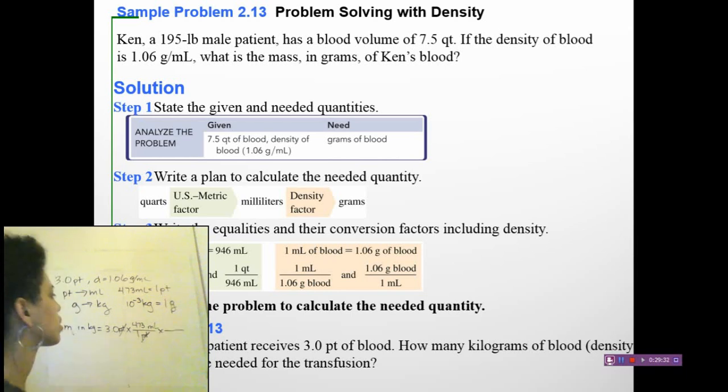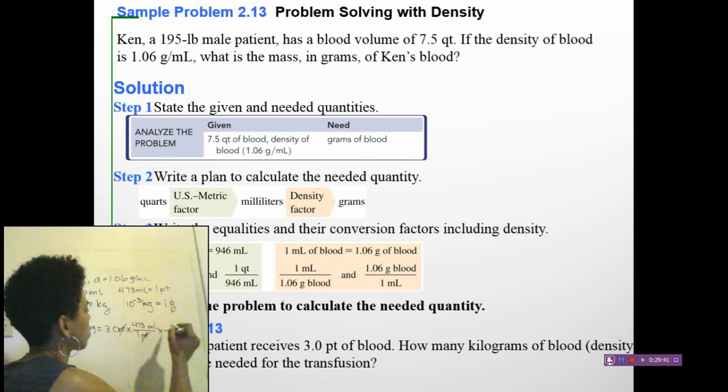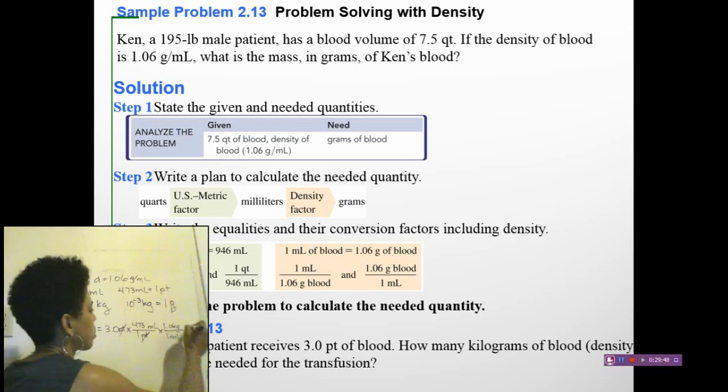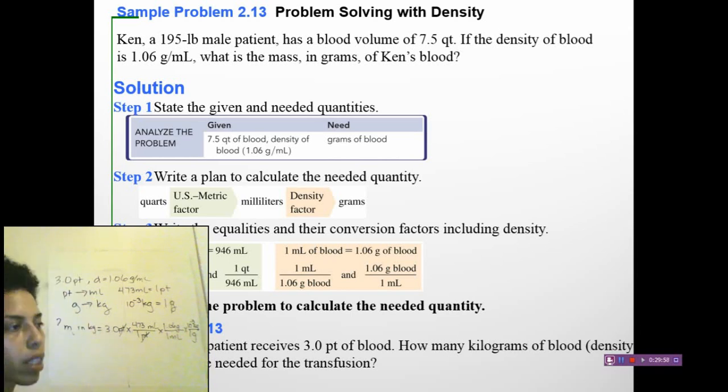And then we need to use our density to get how many grams, right? So I'm going to do 1 milliliter times 1.06 grams. And then I hope you can read this on the end. The last part, 1 gram to 10 to the minus 3 kilograms. Why did I use 10 to the minus 3 kilograms? Well, it takes 10 to the 3 grams to make 1 kilogram. So if I swap that around, 10 to the minus 3 kilograms to give me 1 gram.